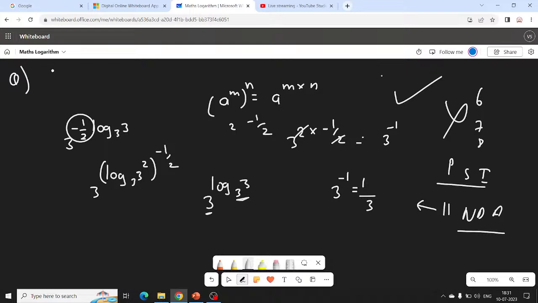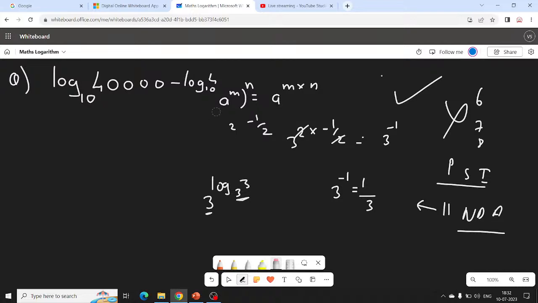Question is log 10,000, 1 2 3 4, 4 zeros, and base is 10, minus log 4 to base 10. Start doing it. If you're finished, just raise your hand.